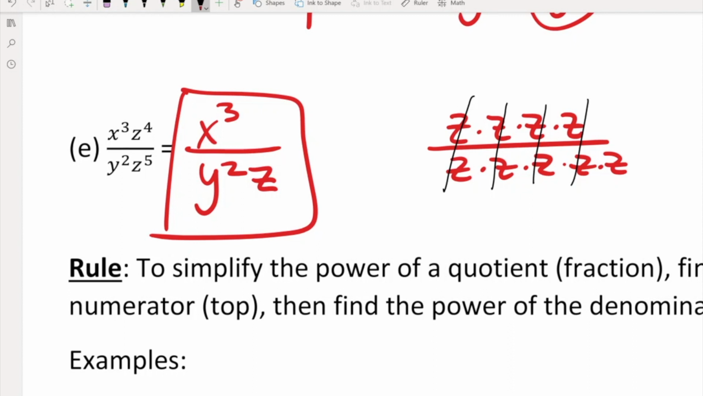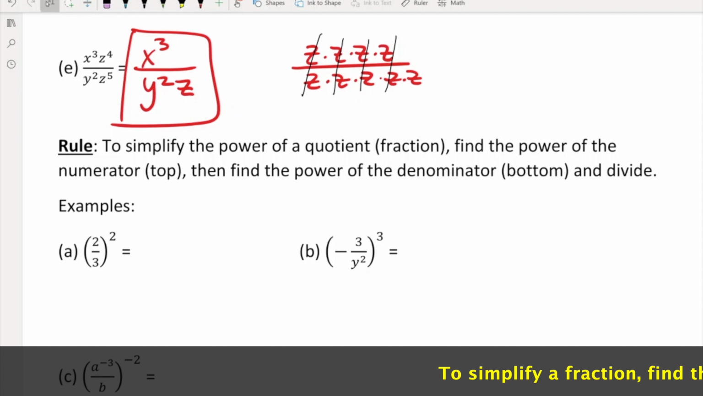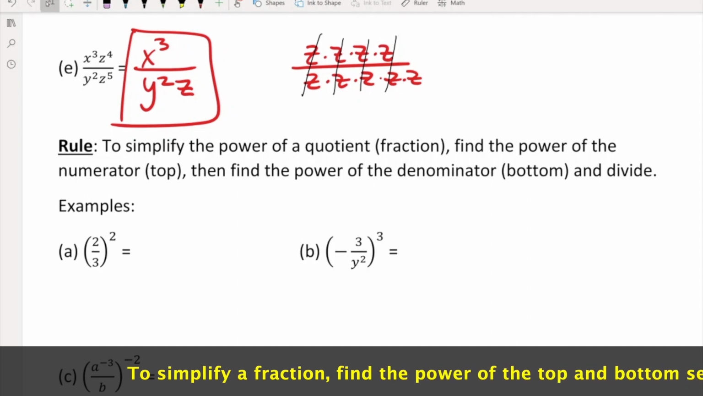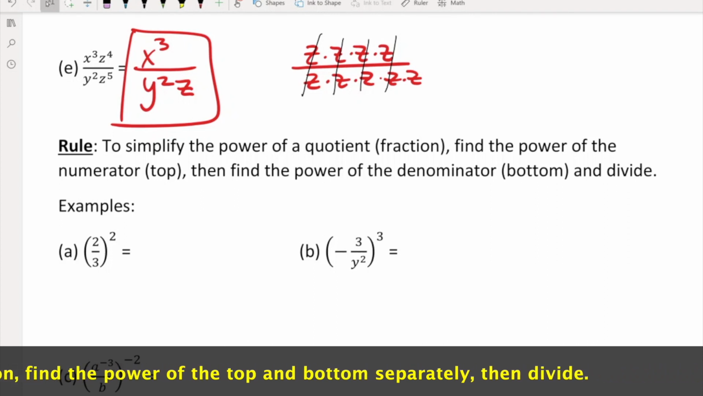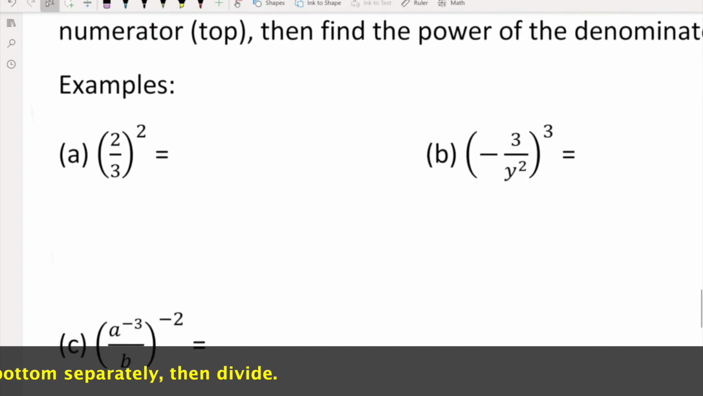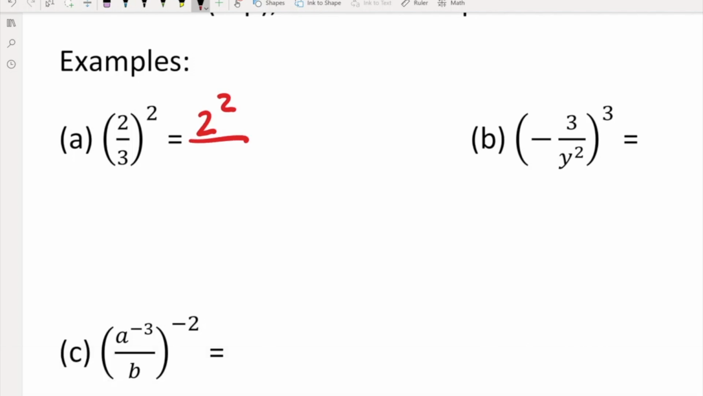One more rule before we're done. The rule to simplify the power of a quotient, in other words, a fraction, is you find the power of the numerator, that's the top of the fraction. Then you find the power of the denominator, that's the bottom of the fraction, and you divide. In A, 2/3 squared would be 2 to the 2nd over 3 to the 2nd. They both are going to get this 2. 2 to the 2nd is 4. 3 to the 2nd is 9. That's a reduced fraction. I can stop right there.